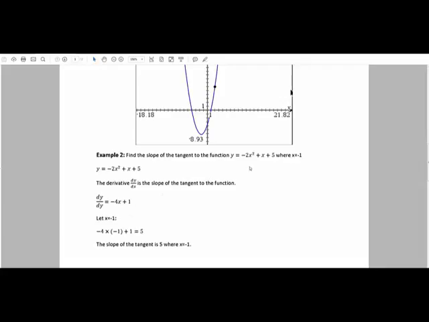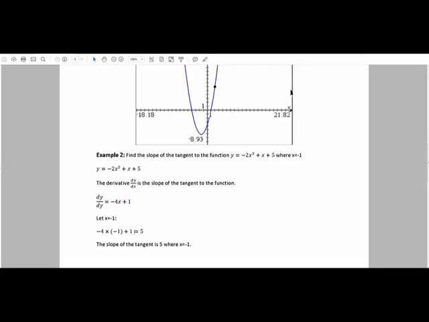Now, insert the value of x, which is minus 1, into the derivative function, okay? So substitute minus 1 for x. So minus 4 times x, or minus 4 times minus 1, that's the x value. And then we just add 1, and the result is equal to 5.